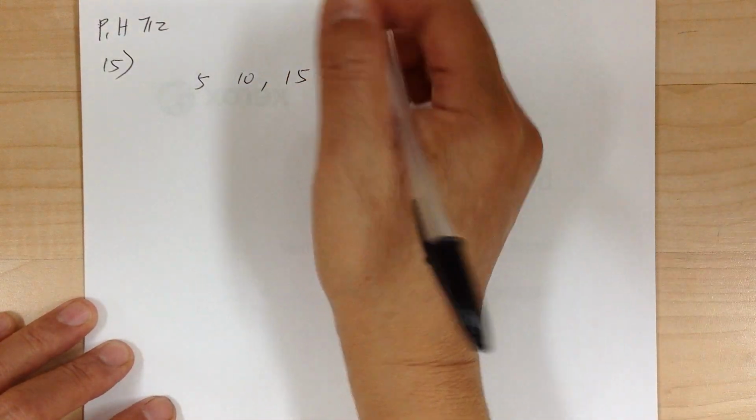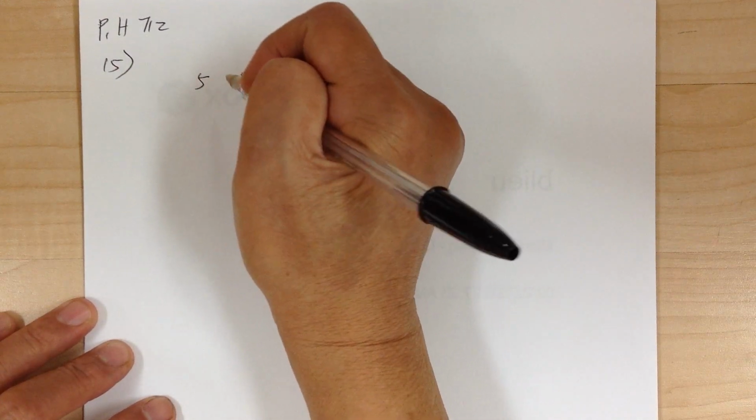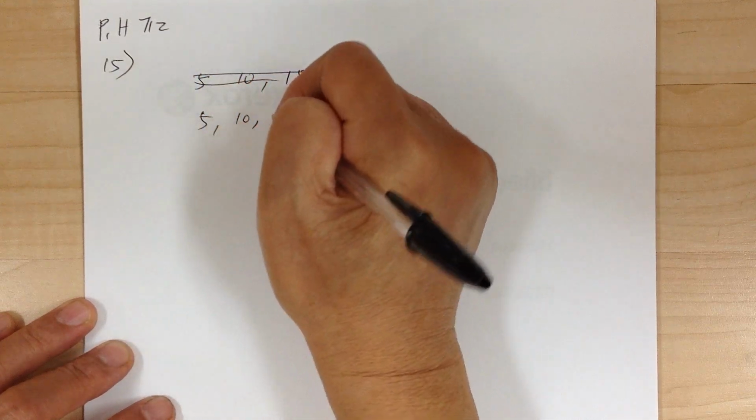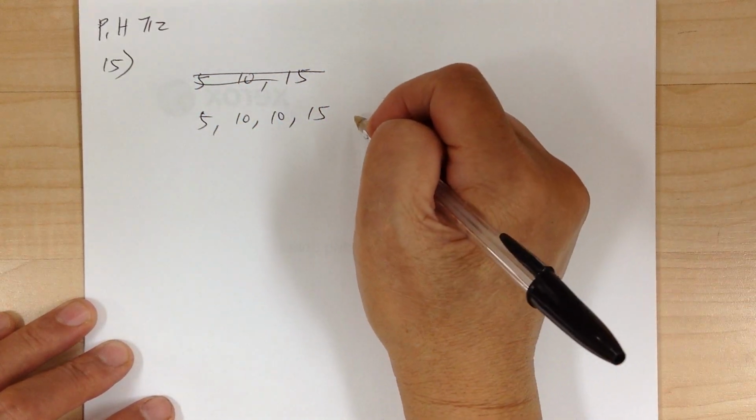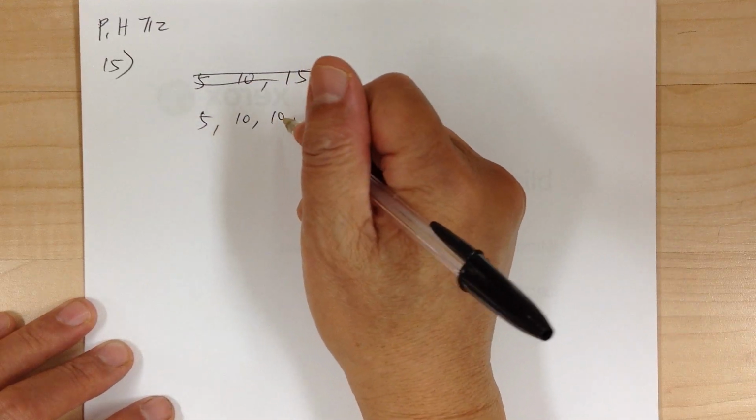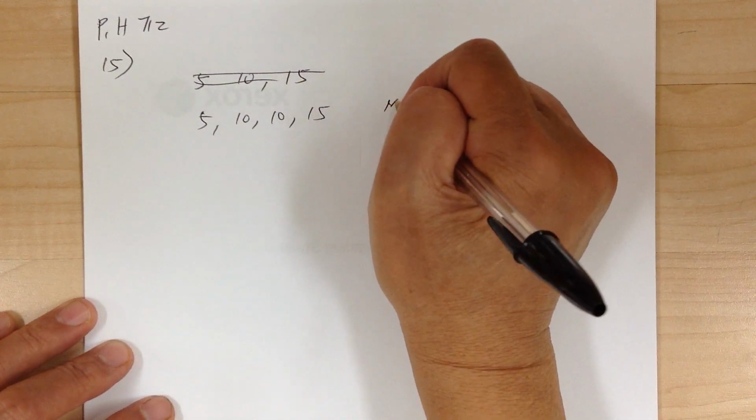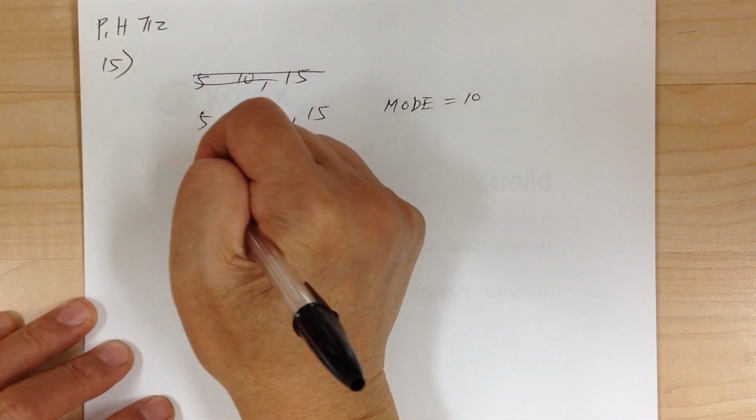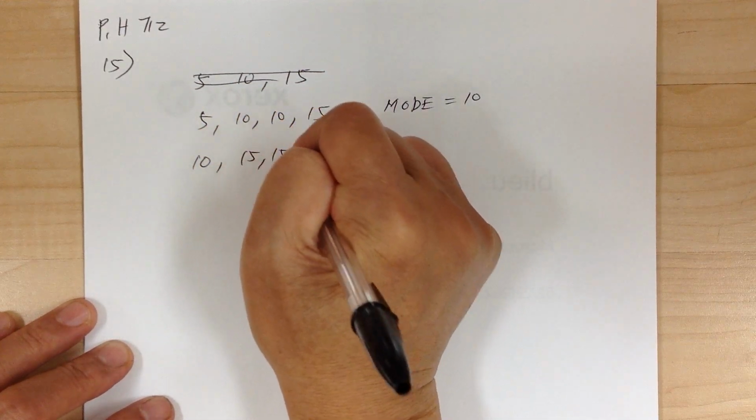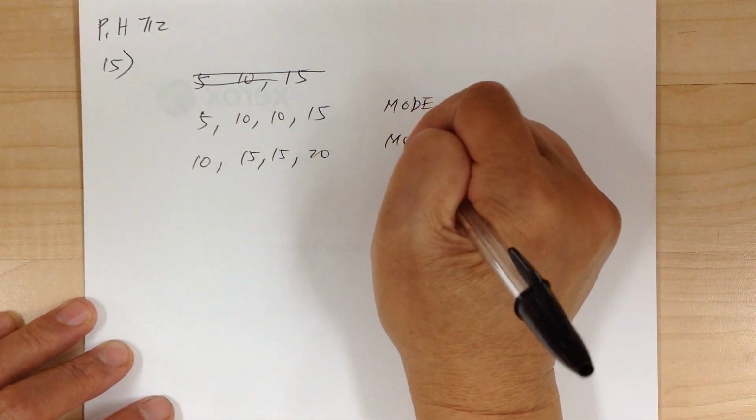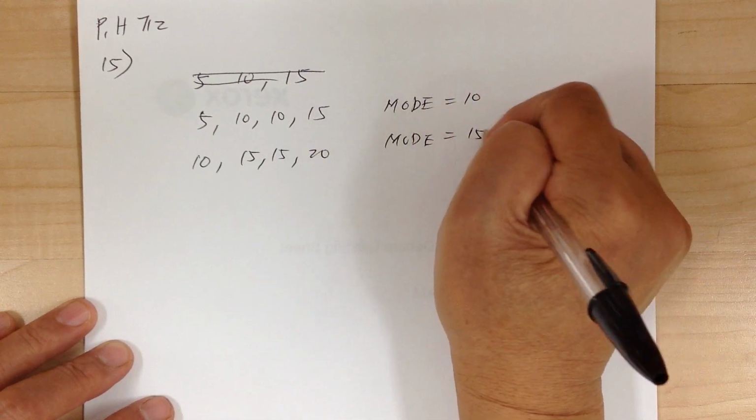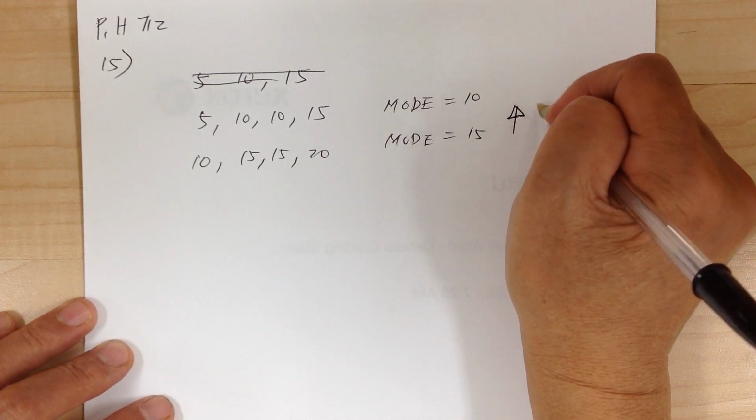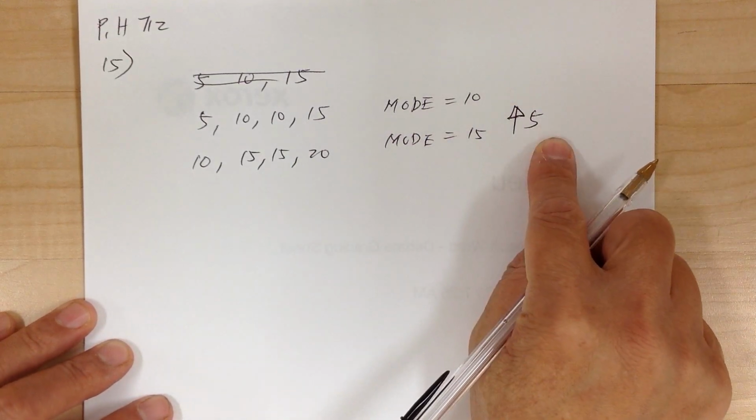In this case, let's do more numbers. Let's do 5, 10, 10, 15. The reason I do that is because we need the mode, right? So in this case, the mode will equal 10. And if you increase each number by 5, this becomes 10, 15, 15, 20. So the mode will equal 15. So the mode will increase by 5.